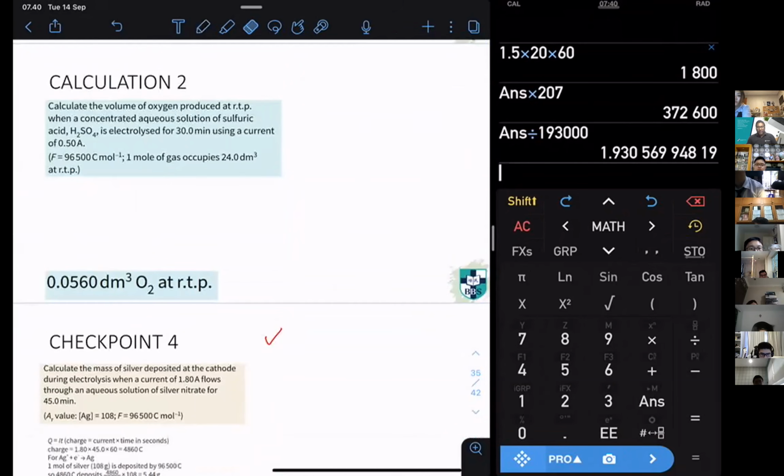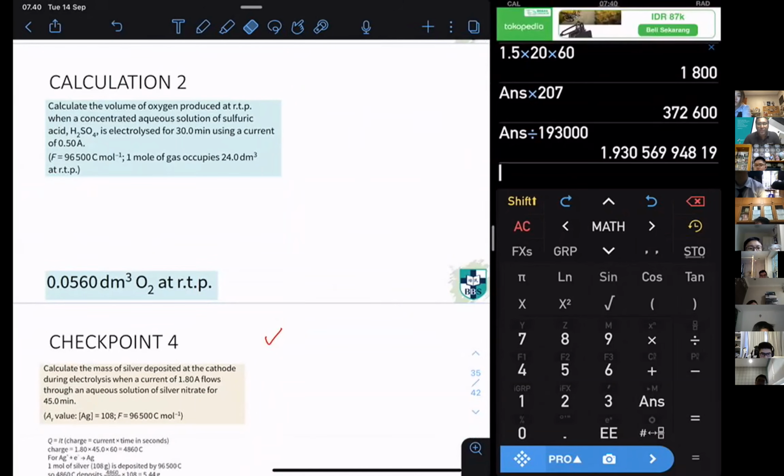So you see here, calculate the volume of oxygen produced at room temperature and pressure. When you have aqueous solution sulfuric acid, I'm not here to discuss electrolysis in IGCSE. If you want to produce oxygen, how do you get oxygen over here? Because it's concentrated aqueous solution H2SO4, that's H+, OH-, SO4 2-. These are the ions that are going to be there. So at cathode, you are going to get hydrogen gas when this is discharged. Here, OH- will be selected.